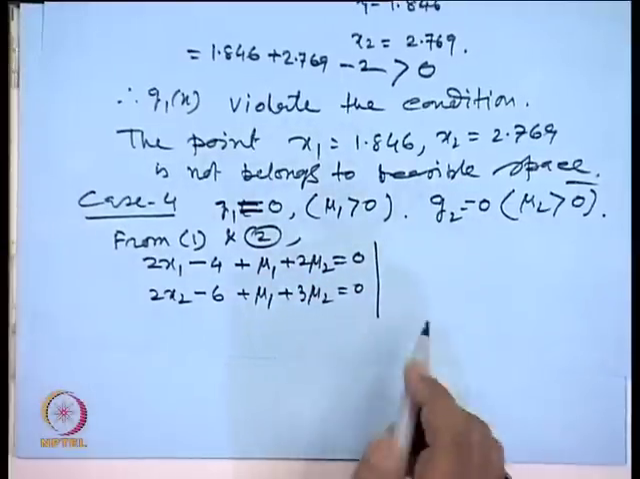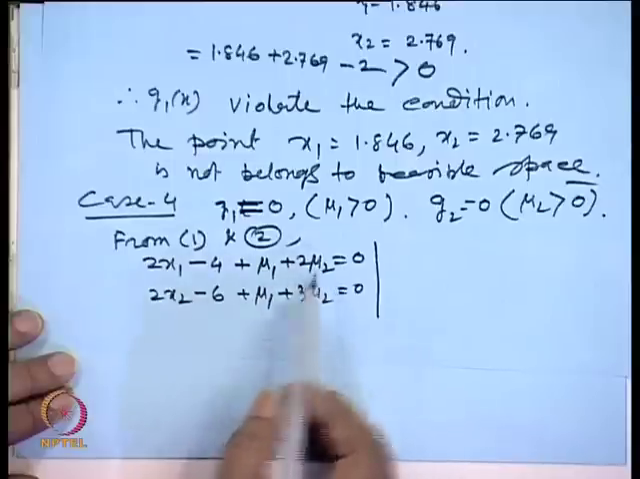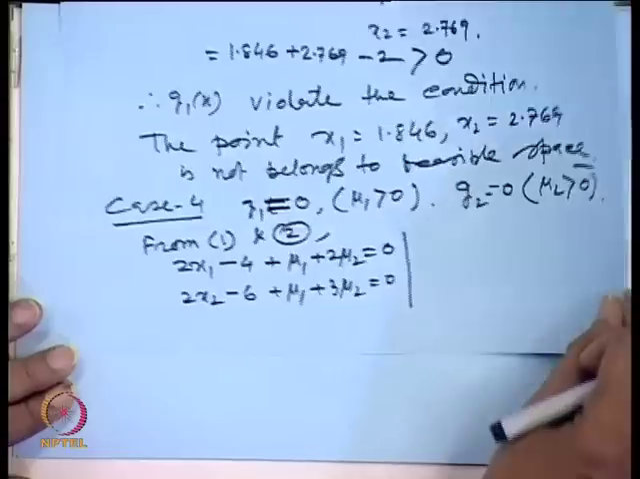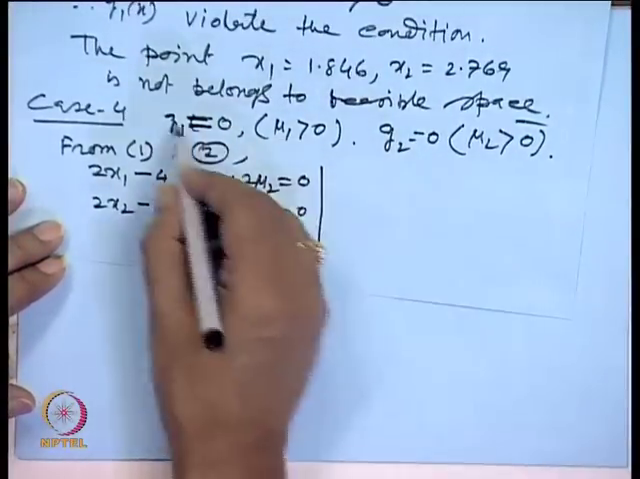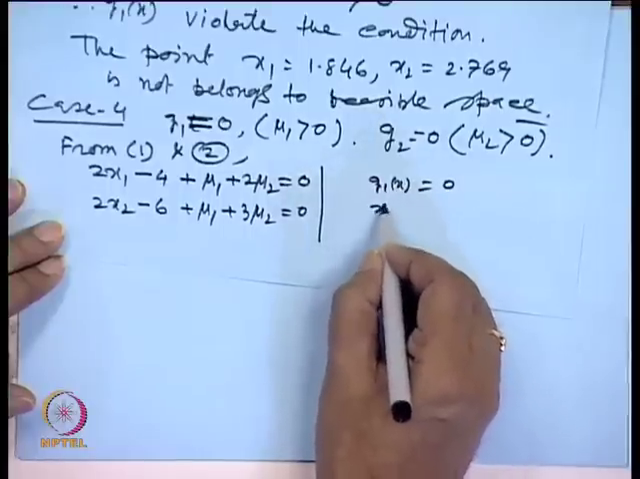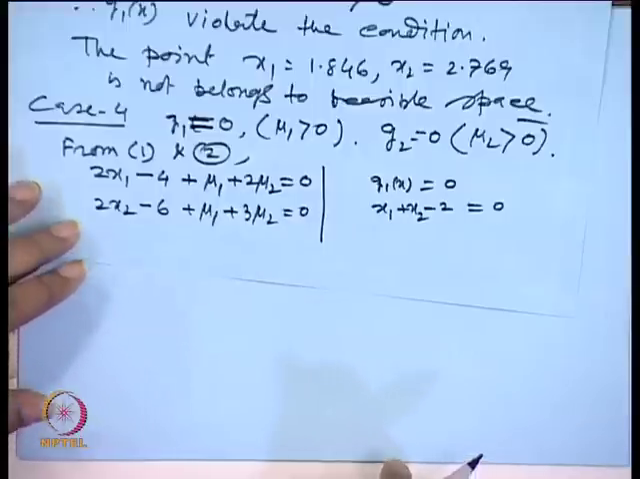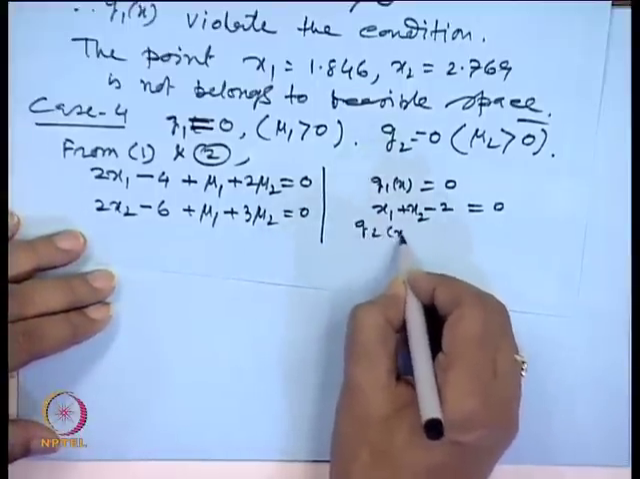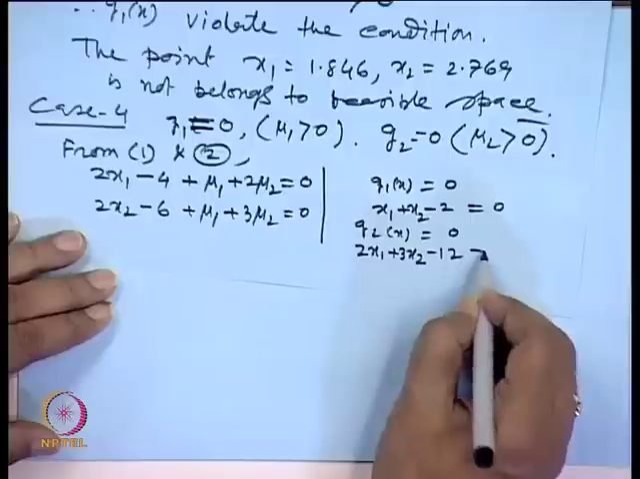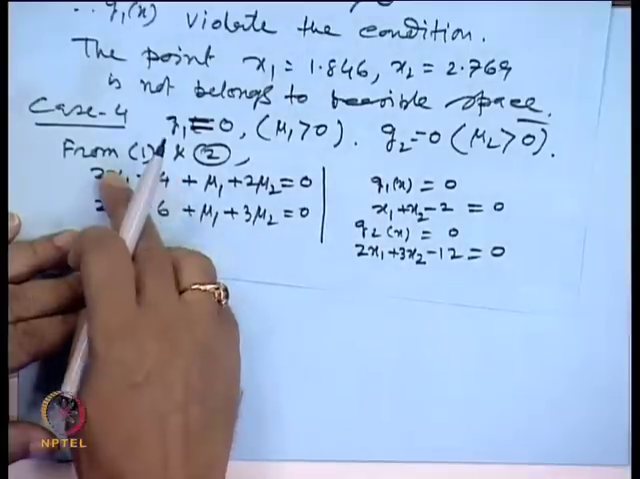Now, how many variables are there? x 1, x 2, mu 1, mu 2. So, you have 4 variables, agree? Now use these conditions, because we consider g 1 is 0. g 1 is 0 means x 1 plus x 2 minus 2 is equal to 0, agree? And g 2 is 0 means 2 x 1 plus 3 x 2 minus 12 is equal to 0. So, you have 4 equations and 4 unknowns: x 1, x 2, mu 1, mu 2.